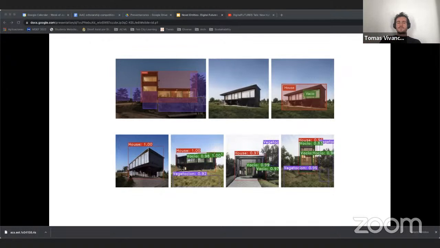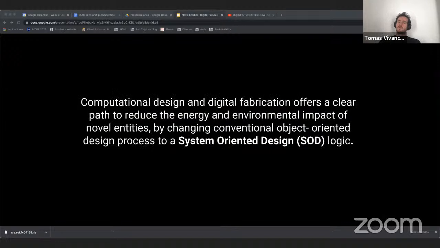So computational design and digital fabrication offer a clear path to reduce the energy and environmental impact of novel entities, but also push us to change this conventional object-oriented design process to a systemic-oriented design logic.